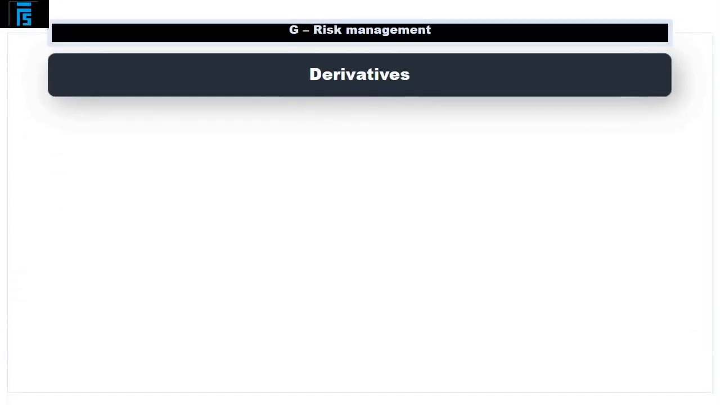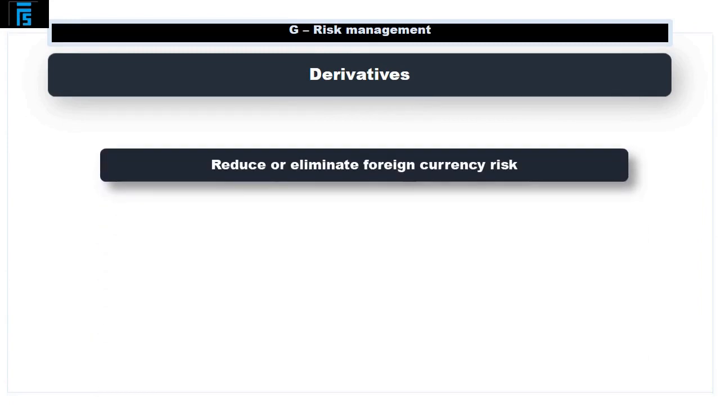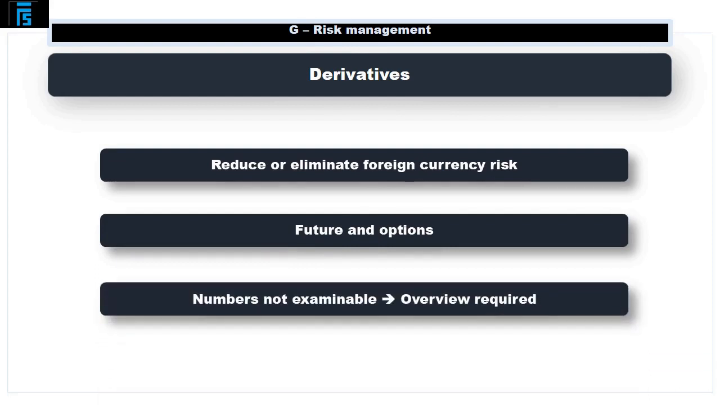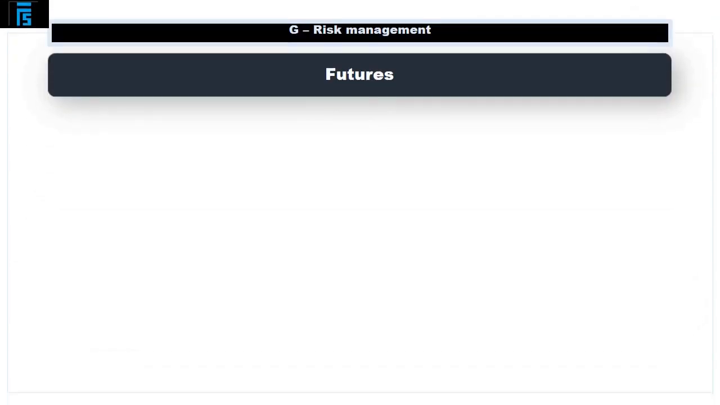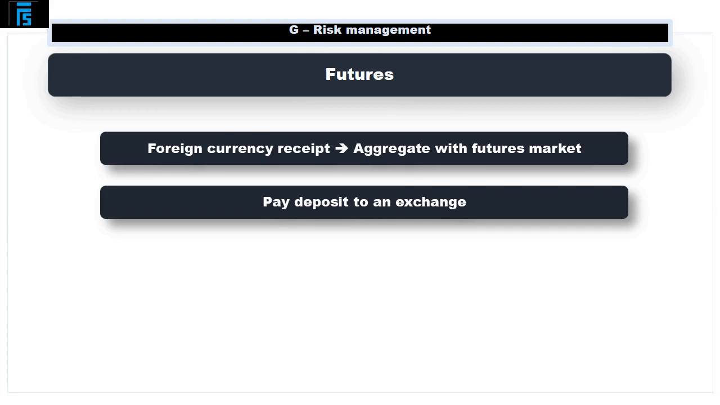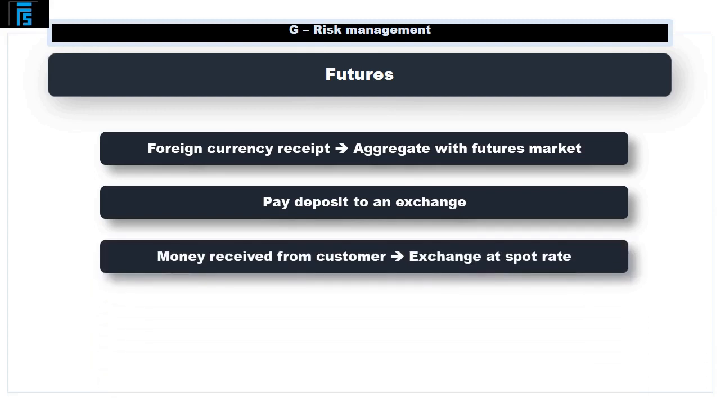Derivatives can be used to help reduce or eliminate foreign currency risk. We'll consider futures and options here. You should note that numbers are not examinable, only an overview is required. Firstly, futures. Suppose we know we have a foreign currency receipt in the future. We can effectively agree right now a rate with the futures market. We need to pay a deposit to an exchange in order for this to happen. When we receive the money from our customer, we would exchange that at the prevailing spot rate.